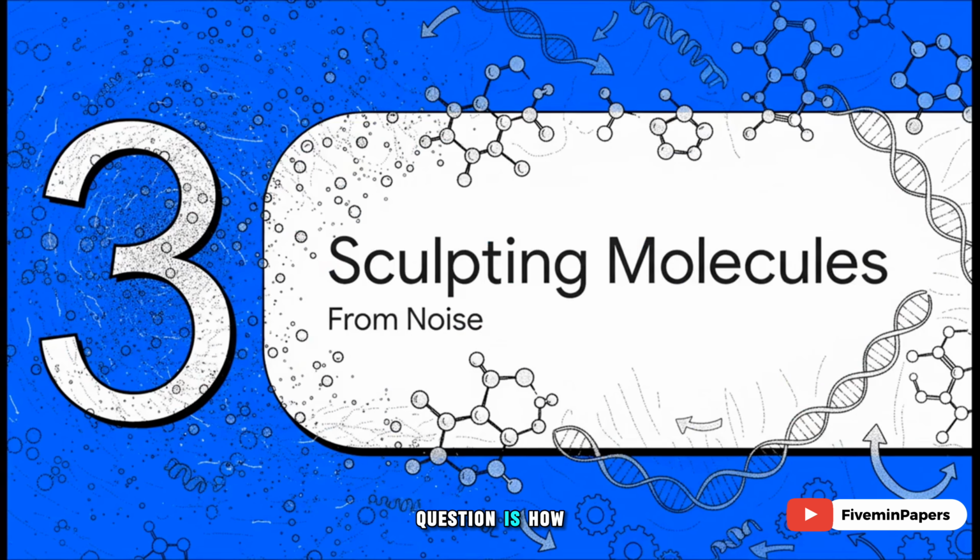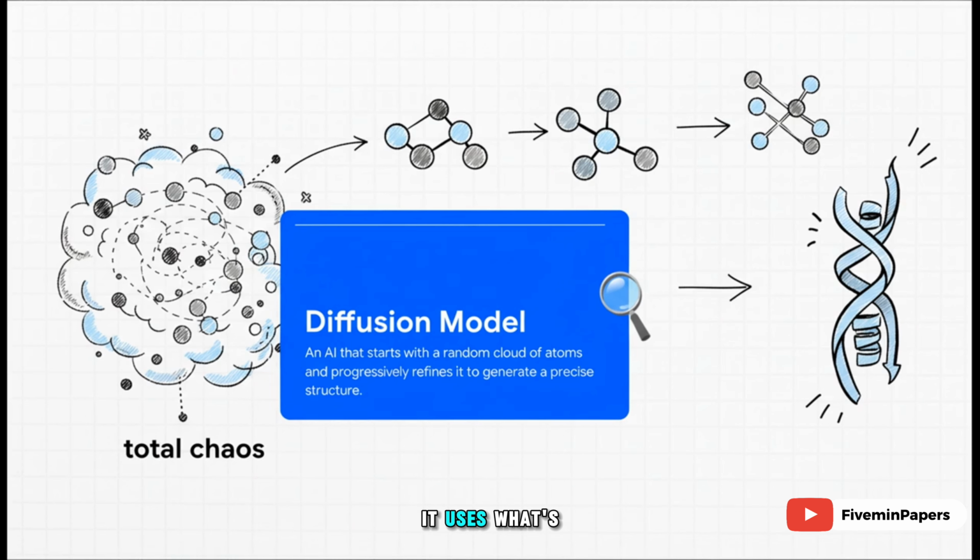Okay, so the big question is, how on earth does it do this? The secret sauce is a totally different approach from the last version. It's a technique they borrowed from the world of generative AI, the stuff that makes images and text. It uses what's called a diffusion model. Now, instead of trying to build the structure piece by piece, which is the old way, it does something totally different. It starts with a completely random cloud of atoms, just total chaos. Then, step by step, it just removes the noise from that cloud, slowly refining the positions of the atoms until, boom, a precise final structure just emerges.